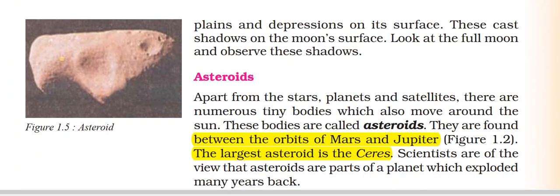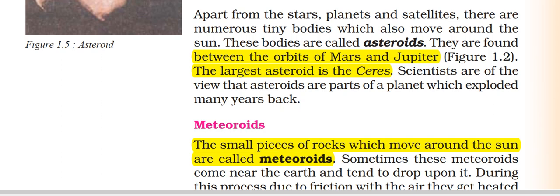Observe the shadows. Asteroids. Apart from the stars, planets, and satellites, there are numerous other bodies which also move around us. These bodies are asteroids. They are found between the orbits of Mars and Jupiter, and the largest asteroid is Ceres.